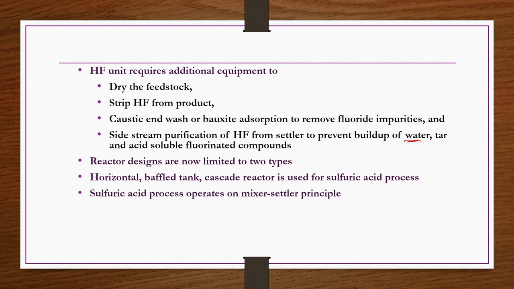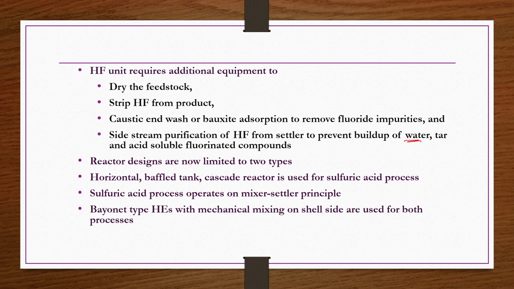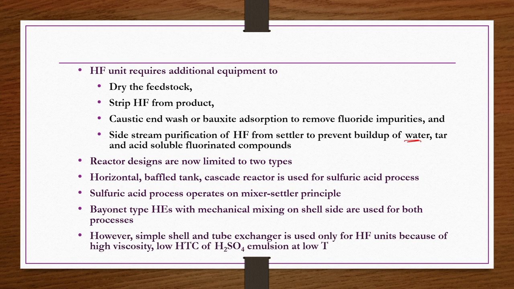sulfuric acid processes. The sulfuric acid process operates on the mixer settler principle. Bayonet type heat exchangers with mechanical mixing on the shell side are used for both processes. However, simple shell and tube exchangers are used only for HF units because of the high viscosity and low heat transfer coefficient of H2SO4 emulsion, especially at low temperatures. So that is all about alkylation processes occurring in the petroleum refinery.